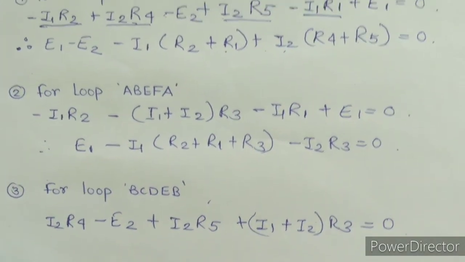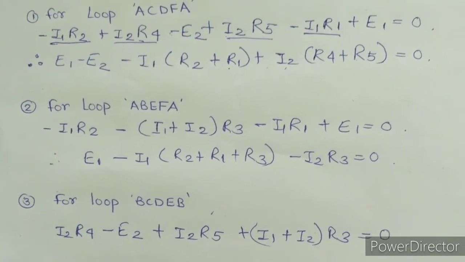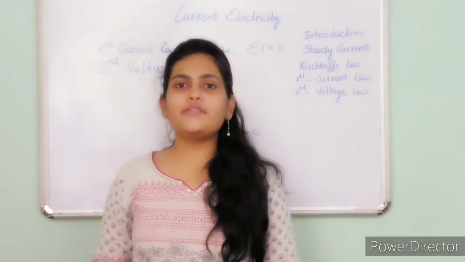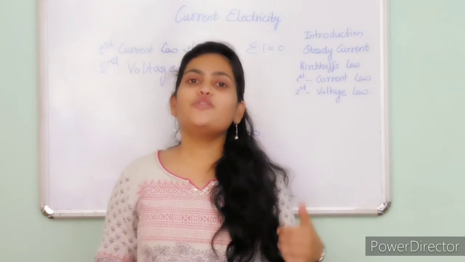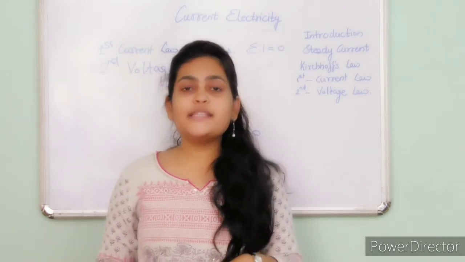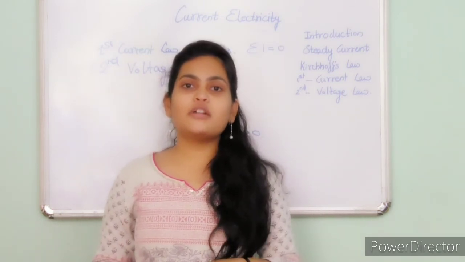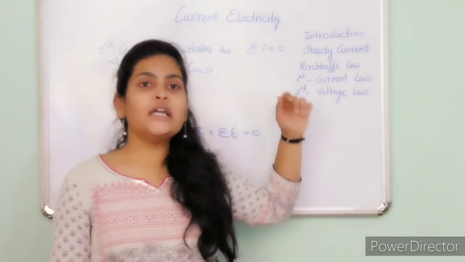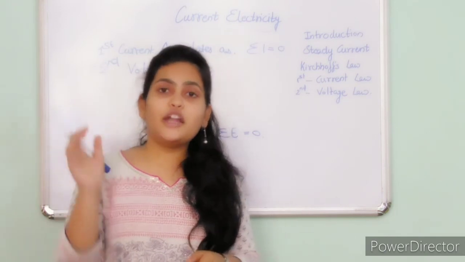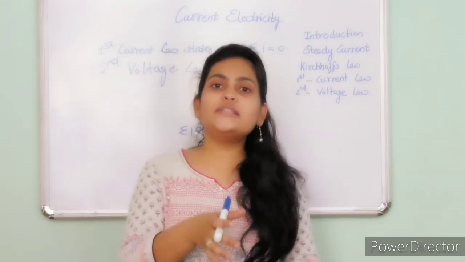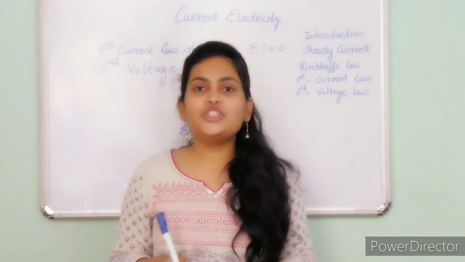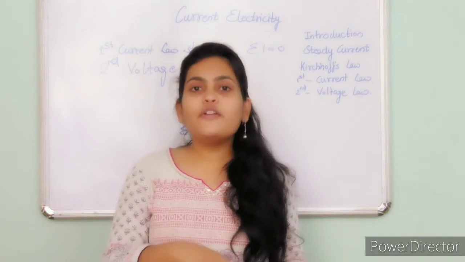So this is all about Kirchhoff's first law and Kirchhoff's second law. In this video, what we covered is an introduction to current electricity. Current is nothing but the rate of flow of charge, and if it does not depend on time, it is nothing but steady current. Then Kirchhoff's first law, the current law, states that the summation of I at any junction is equal to 0. That is, the electric current flowing towards the junction is equal to the current flowing away from the junction, which is in accordance with conservation of charge.